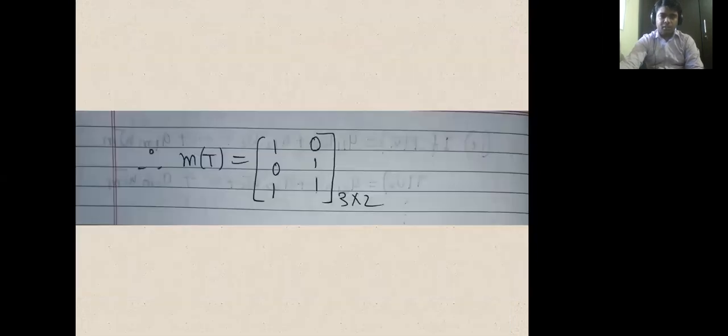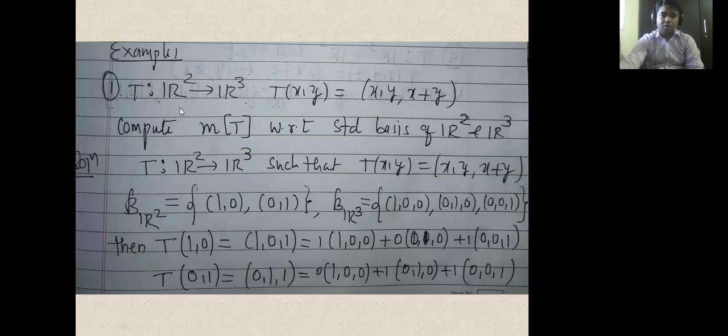Exercises we did: R2 to R3, T of (x, y) is equal to (0, x, y)... compute MT with respect to the standard basis of R2 and R3. So first we fix the standard basis of R2 and the standard basis of R3. Step number 2 is to compute T of the domain basis vectors: T of (1,0) and T of (0,1). T of (1,0) is (0,1,0)... and T of (0,1) is (0,1,1).